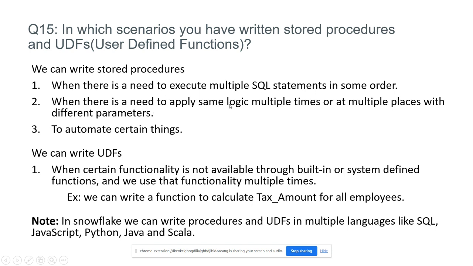Another scenario is when there is a need to apply the same logic multiple times or at multiple places with different parameters. We do this in real time actually. I want to do some processing at multiple times, or apply the same process at multiple places. In that case we can simply create only one procedure and call that procedure with a different set of parameters. So the logic is the same, but the values are different.